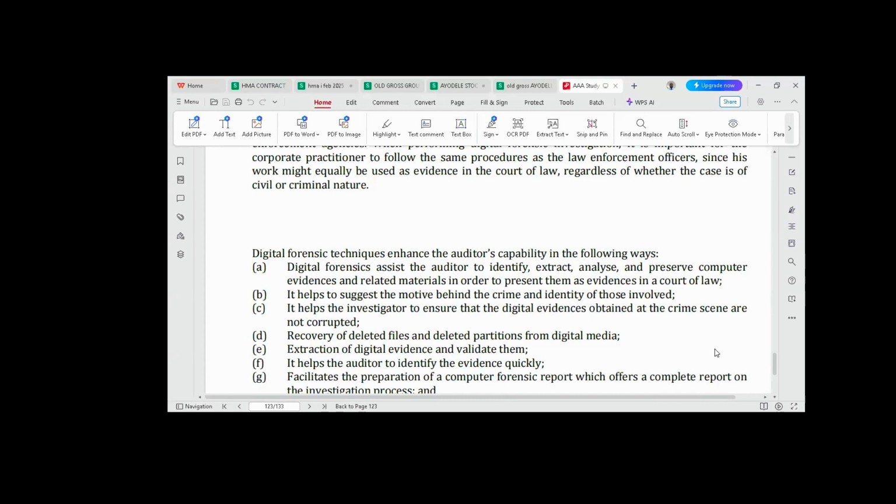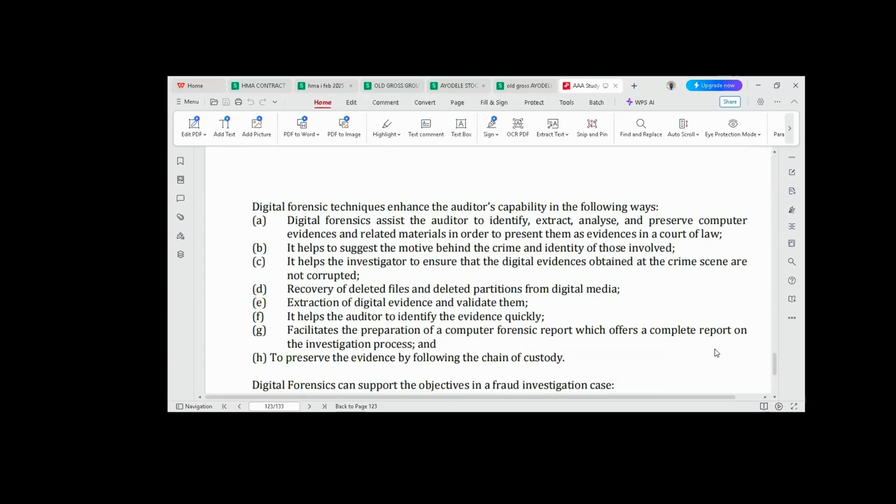Extraction of digital evidence and validating it. It also helps the auditor to identify the evidence quickly because you have been trained on how to navigate the evidence. Then it facilitates the preparation of a computer forensic report, which offers a complete report on the investigation process. And lastly, to preserve the evidence by following the chain of custody, which protects the information at your disposal as an auditor from being tampered with.